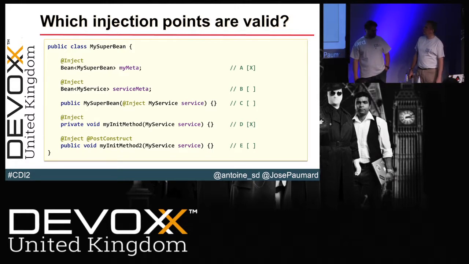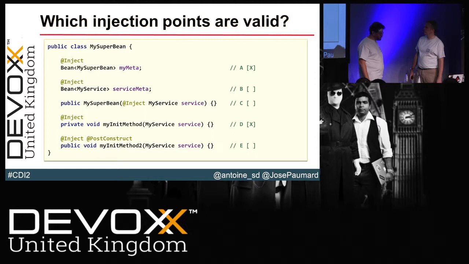You can only get your own metadata. And why is the... You cannot inject in a constructor. No, that is not possible. Yes, you can inject in a constructor, but you cannot use inject at the parameter level. You have to use it at the method level. Yeah. And you cannot inject during the post-construct phase.